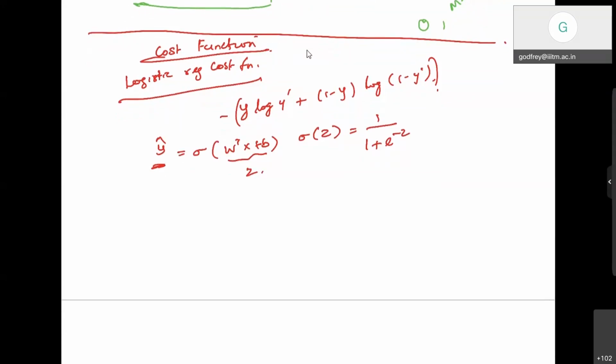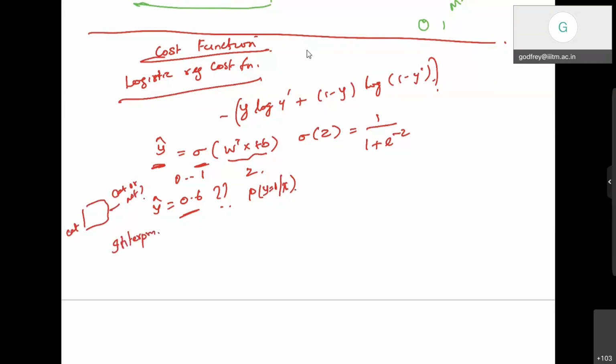Now how do we interpret this? Say for instance, y cap is equal to 0.6. What is this 0.6? It is a probability. We already saw that sigmoid has values ranging from 0 up till 1, so if y cap is 0.6, what is this probability? It is the probability that you have a cat given x. If you want to determine whether a given thing is a cat or not, then we interpret the output of the model.